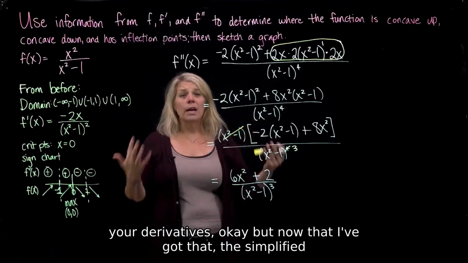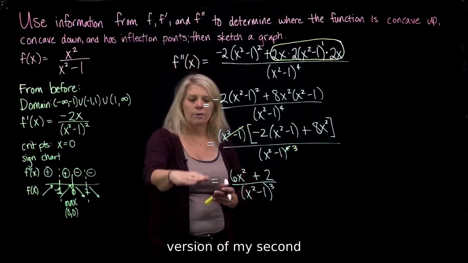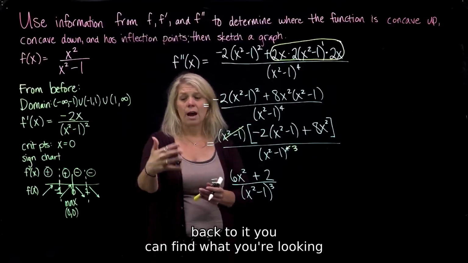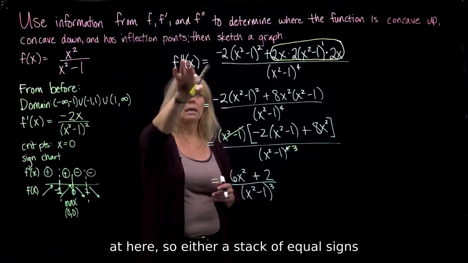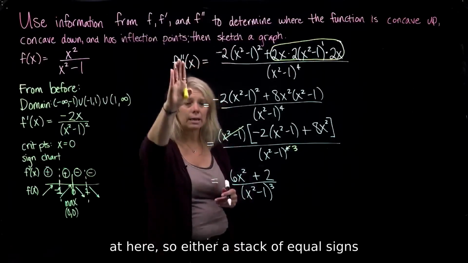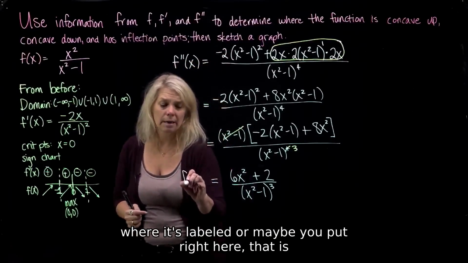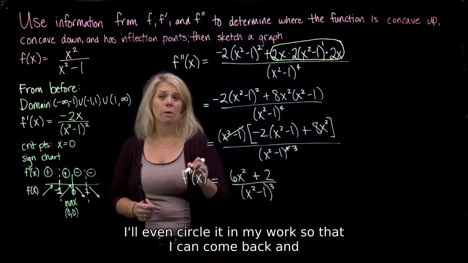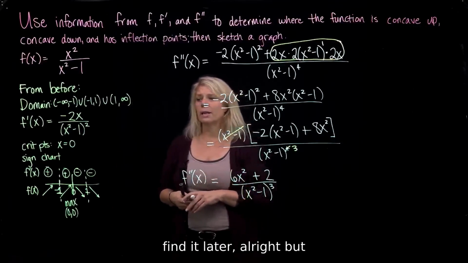Okay, but now that I've got the simplified version of my second derivative, and again, make sure it's clear that it's labeled so that when you come back to it, you can find what you're looking at here. So either a stack of equal signs where it's labeled, or maybe you put right here that is your second derivative. Sometimes I'll even circle it in my work so that I can come back and find it later.